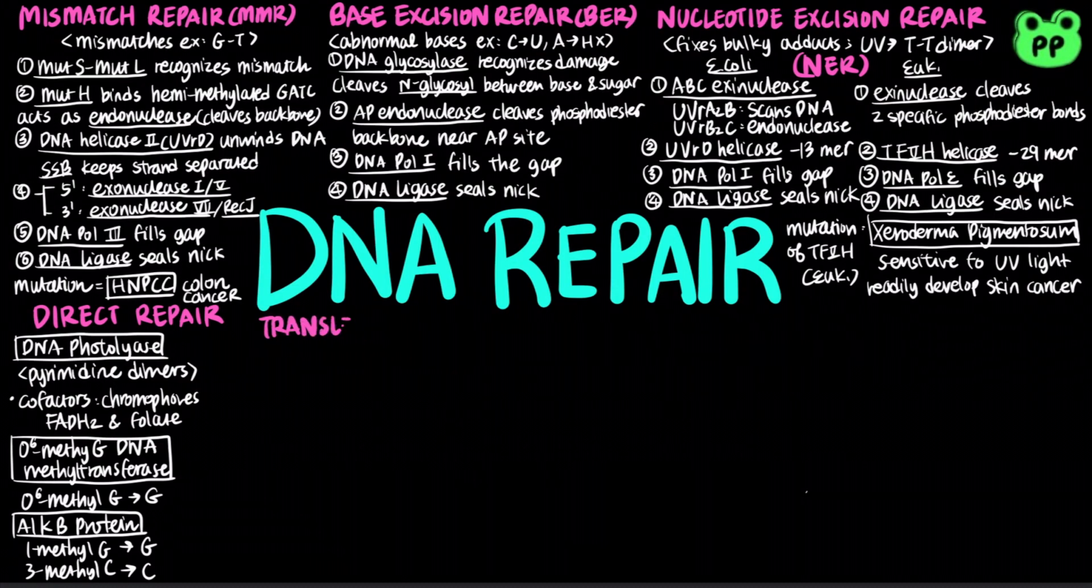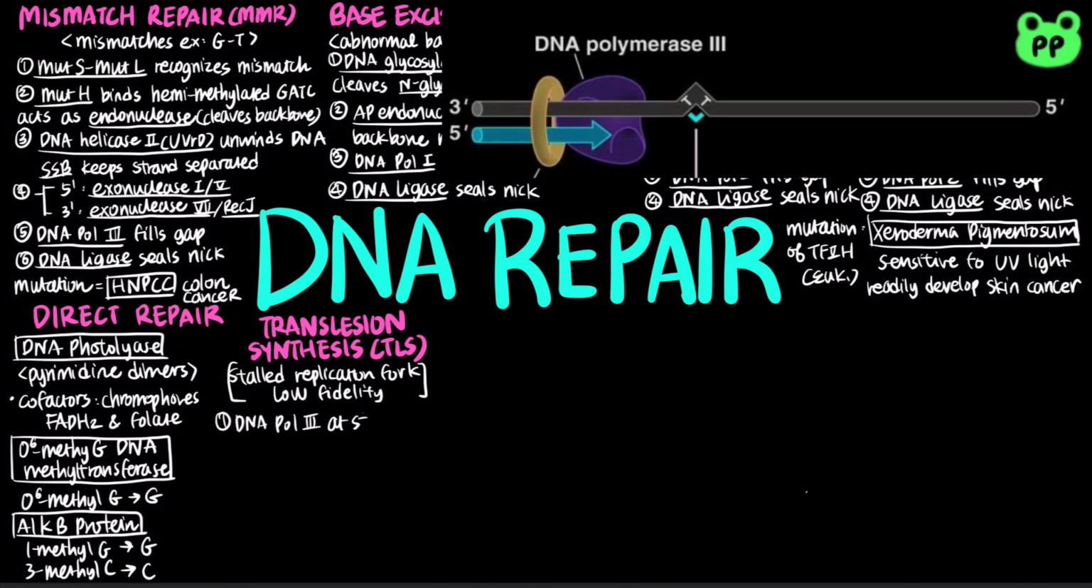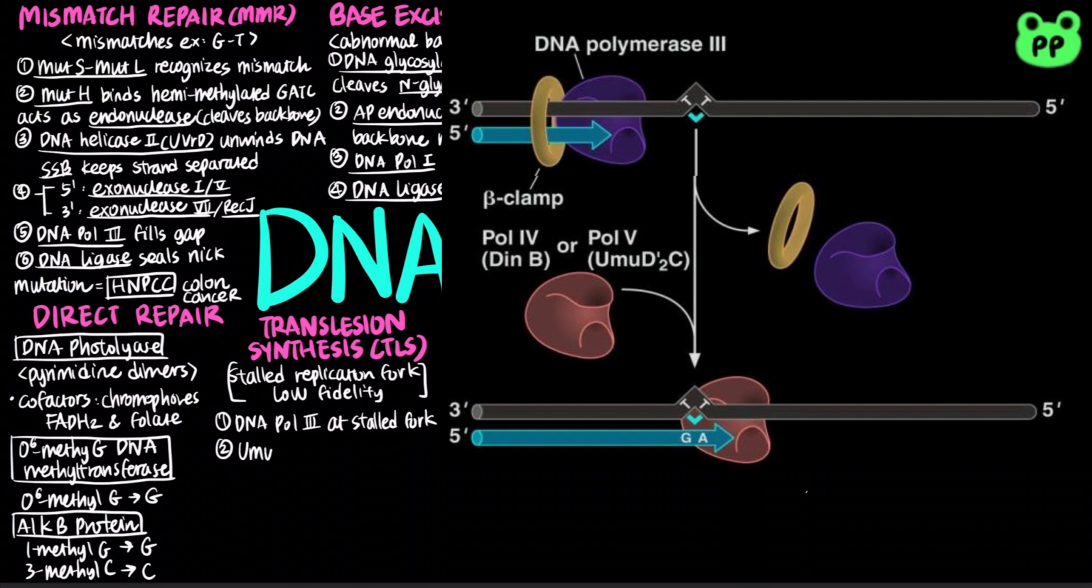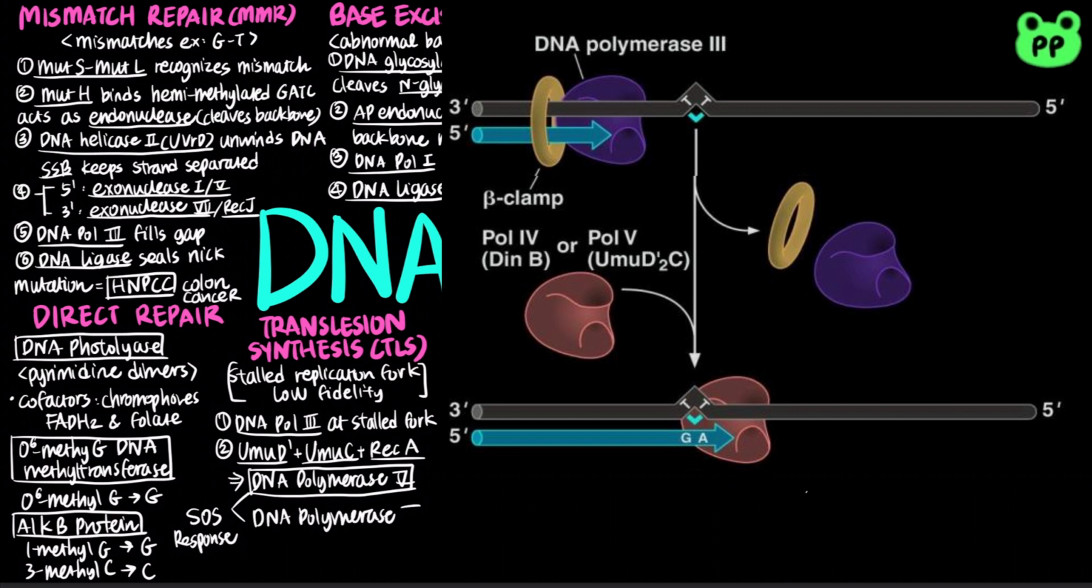The translesion synthesis mechanism repairs DNA lesions caused by stalled replication fork. If replication fork encounters an unrepaired lesion, DNA polymerase 3 is stalled at replication fork. The protein UmuD' forms a complex with UmuC and RecA to create a specialized DNA polymerase known as DNA polymerase 5. In E. coli, the translesion synthesis mechanism is part of the SOS response, which is a global response to DNA damage that stops cell cycle and induces DNA repair. The SOS response also induces the formation of DNA polymerase 4.